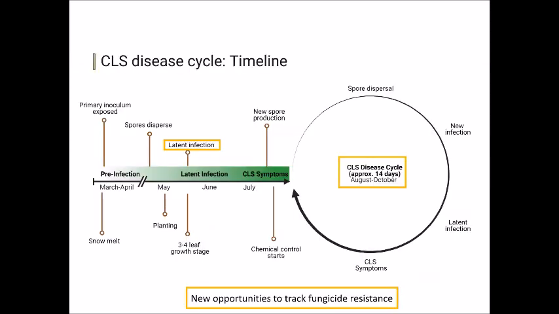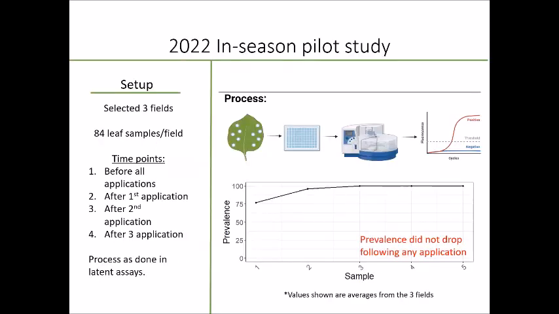So jumping back into the disease cycle and timeline, the other opportunity we have for tracking fungicide resistance is during the season. Because of the rapid and high throughput nature of these assays, we kicked off a small pilot study looking at 3 fields where we collected 84 leaf samples spread across the diagonal of the field. We did this collection before any fungicides were applied.